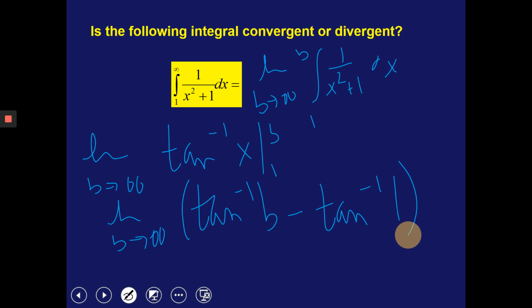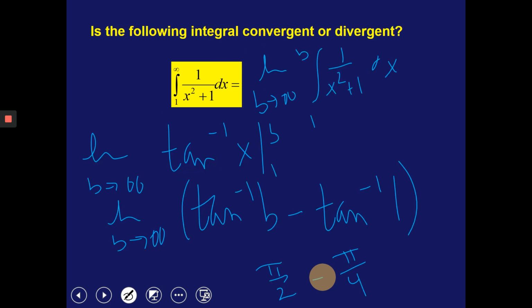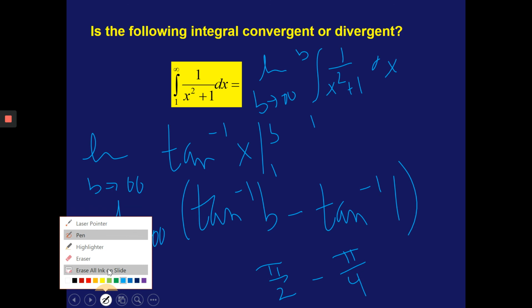Now, I know inverse tangent of 1 is pi over 4, right? Now, inverse tangent of b, as b goes to infinity, this goes back to the graphs that I made everyone memorize back in chapters 3 and 4. Inverse tangent of b has a horizontal asymptote at pi over 2. So pi over 2 minus pi over 4 is going to give me pi over 4. So this integral converges. But that's not what they're asking. They're just asking if it converges or diverges. So I don't even have to find the integral for this.